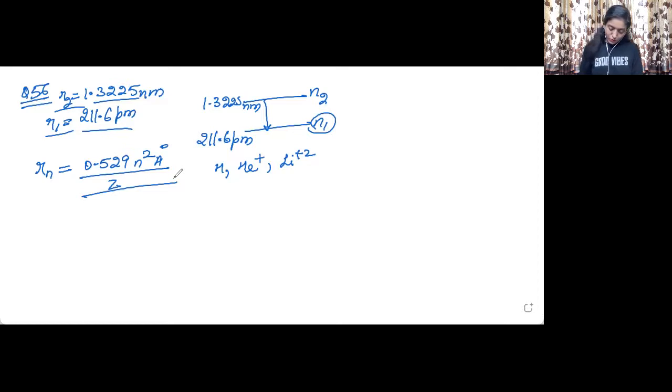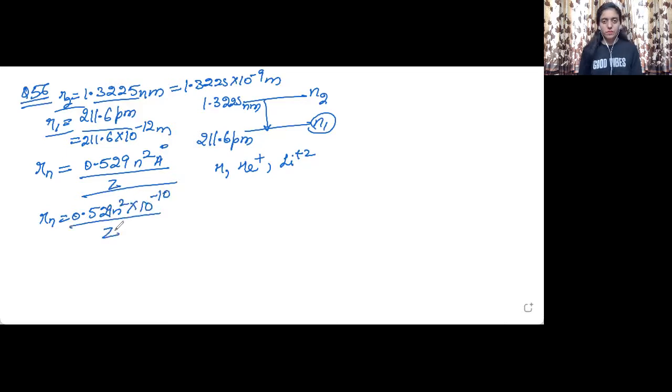So let's see how we can calculate. First of all, I will be converting all these into the same units. So I will write 1.3225 into 10 raised to the power minus 9 meter, and here I can write 211.6 into 10 raised to the power minus 12 meter. Here also I will be converting this angstrom into meter. So I can write Rn equal to 0.529 n square into 10 raised to the power minus 10 upon Z.